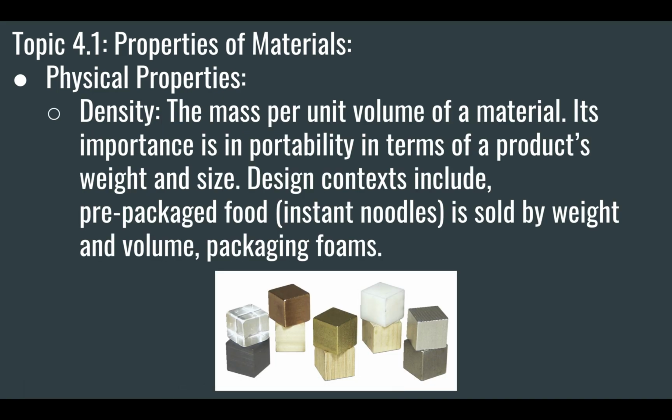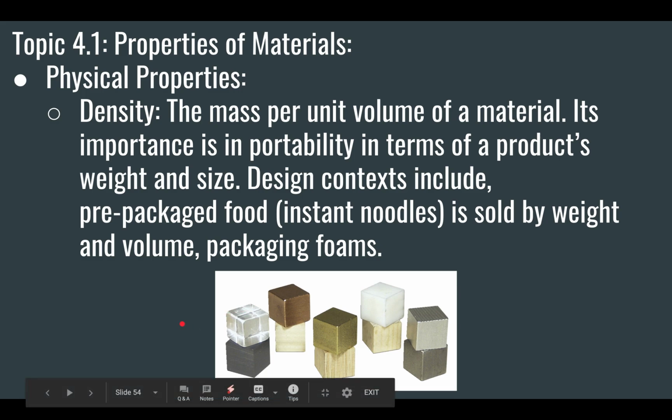So the first physical property we want to look at is density. Density is mass per unit volume of a material. It's really important when we're talking about weight and size. Basically, density is a ratio between the mass of something and its volume. And usually it's measured in a couple of ways. You either measure it in grams per cubic centimeter.